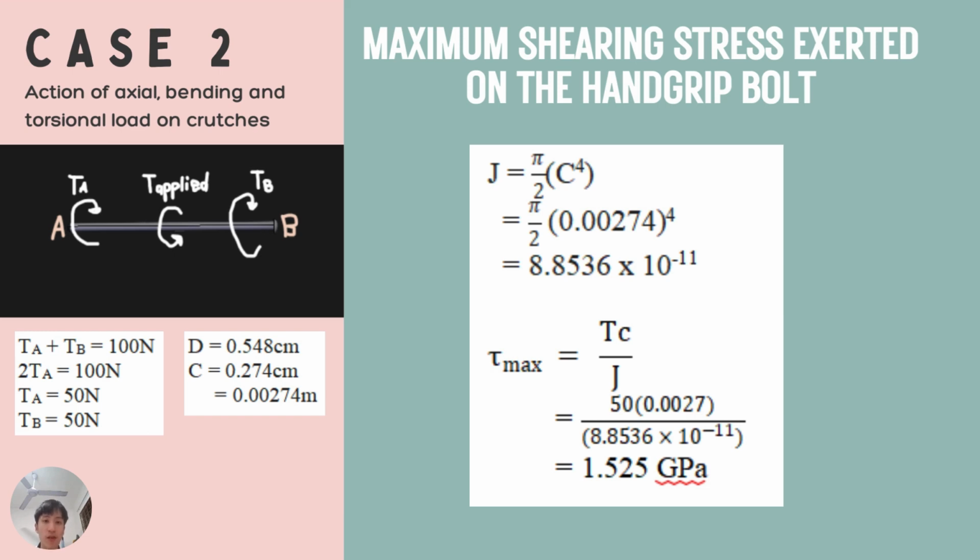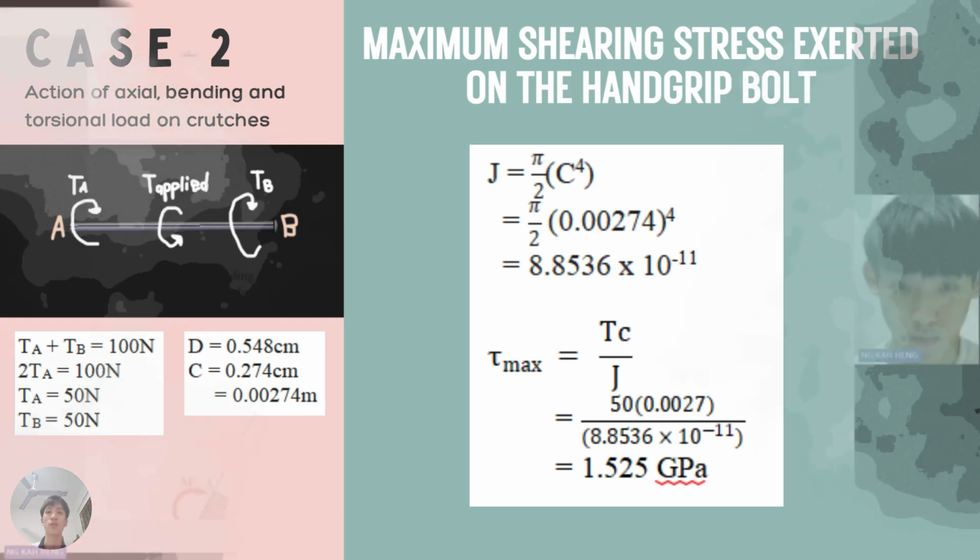So we substitute J into the elastic torsion formula. Then we substitute T, which is 50, as we calculated just now, and C, the radius of the board. We get the maximum shearing stress exerted on the board as 1.525 gigapascal. That's all for me, and I will pass the stage to Kai to proceed with calculation part 2. Thank you.